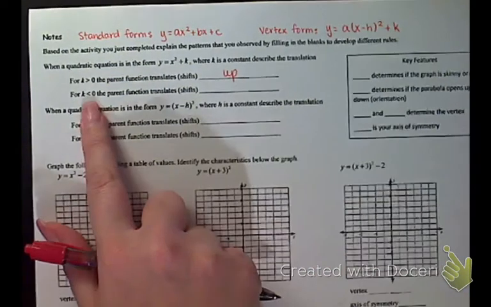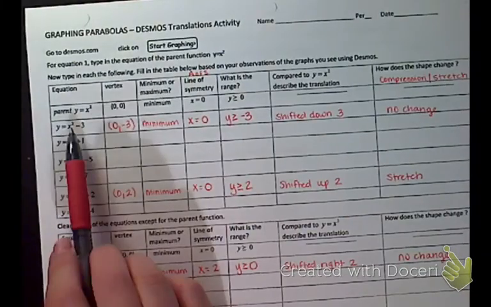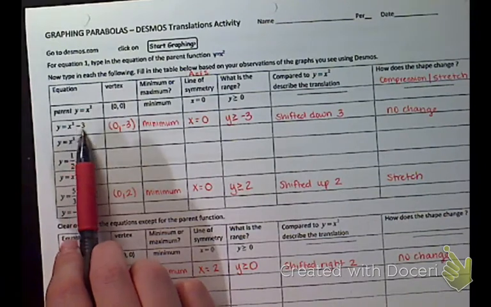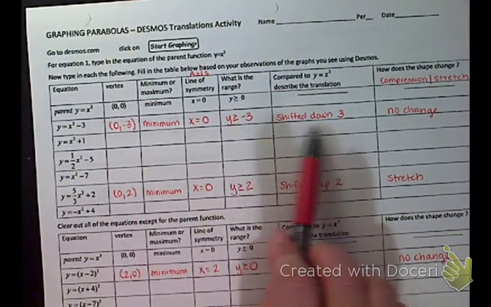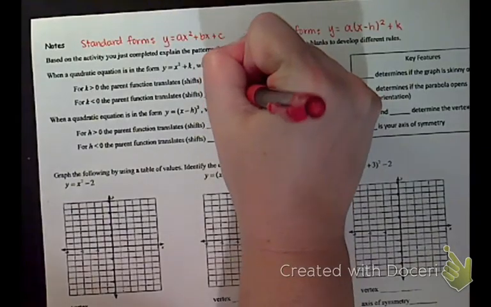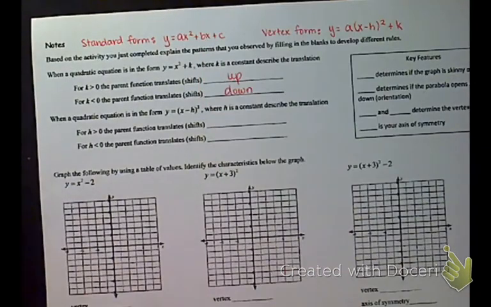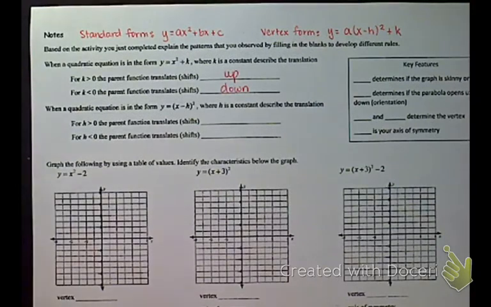Now, what happened when k was less than 0? What happened to the parent function? So if I look here, we did this one together where k was less than 0, right? It was a minus 3, and my graph shifted down. So if k is less than 0, my graph's going to shift down from that parent function.